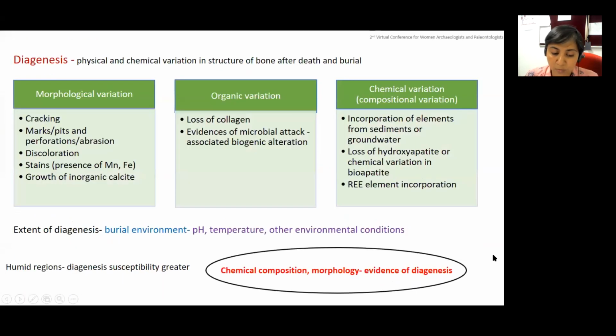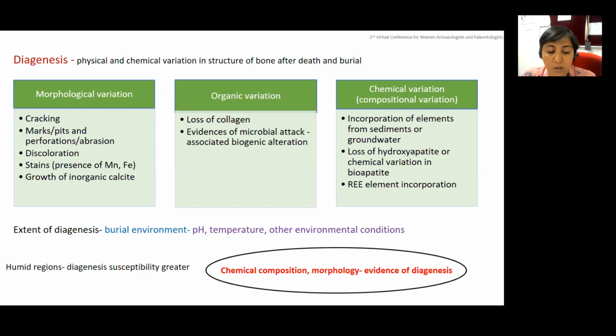What is diagenesis? Very quickly, it is essentially the physical and chemical variation of the bones after burial. These can be classified on the basis of morphological, chemical, and organic variations. Morphological ones include cracking and color change. Chemical variations mainly include exchange of elements with the surrounding ground water or soil.